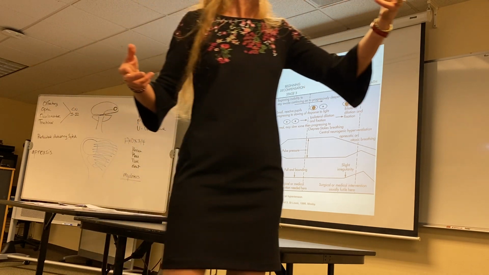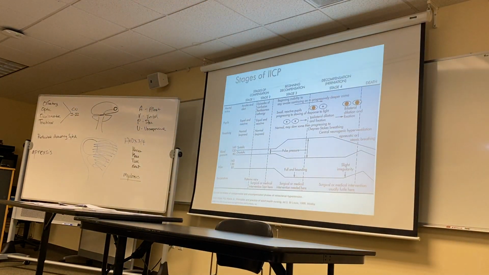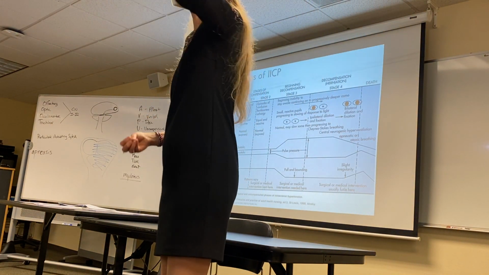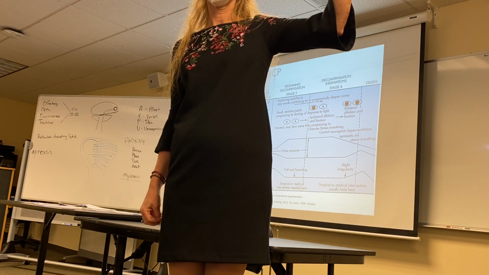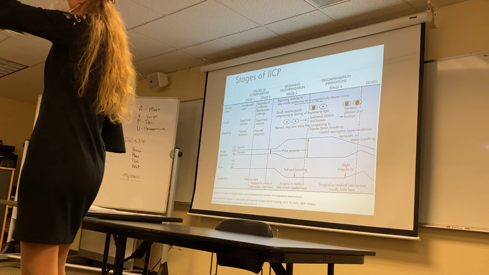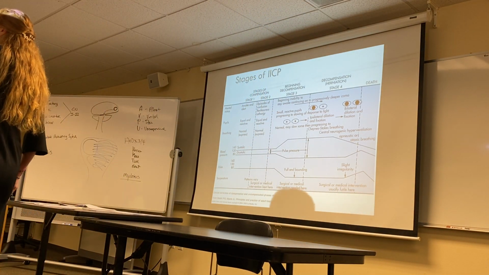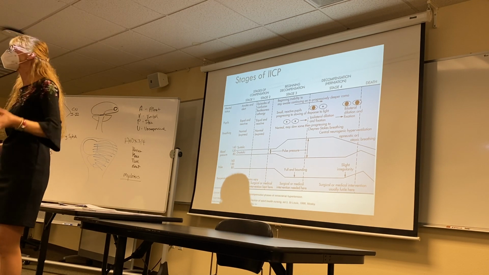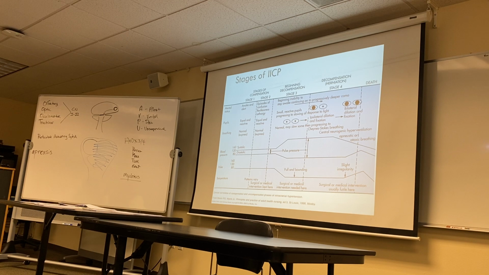Pulse pressure is actually the difference between two numbers. Pulse pressure is a difference between the systolic and diastolic number. Okay. Systolic usually goes up, diastolic may go down a little bit, but there's an increased pulse pressure when you see increasing intracranial pressure. Please remember that. It's classic.